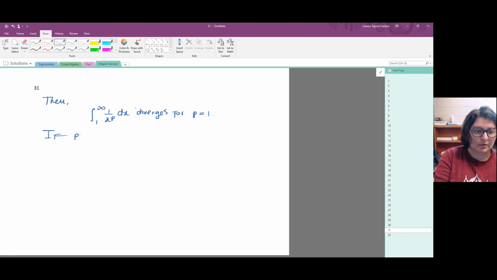Now, if p is different from 1, what we can say is that the integral from 1 to b of x to the negative p can be found by using the power rule for integrals. We have x to the negative p plus 1 over negative p plus 1. And then we evaluate that at two separate points. One of them is b, the other one is 1. So we get 1 over negative p plus 1, and then b to the negative p plus 1 minus 1 to the negative p plus 1.